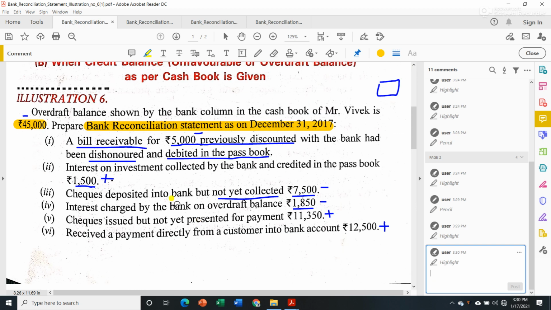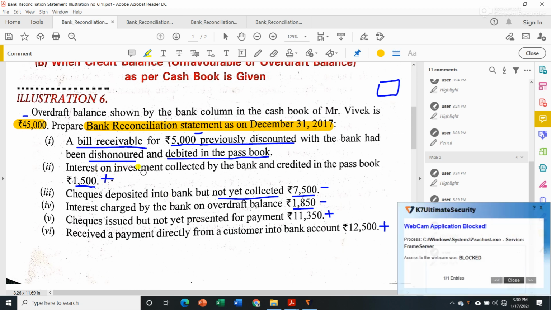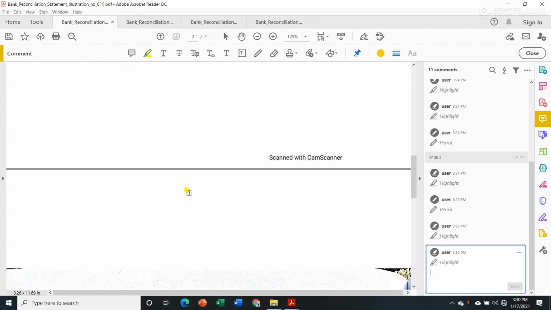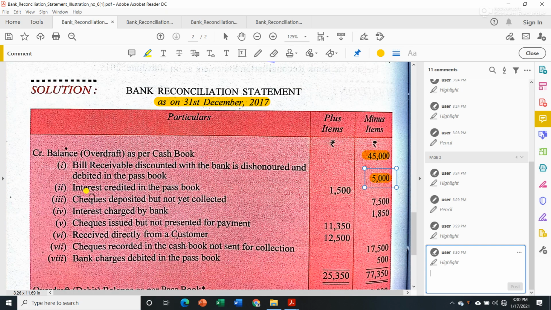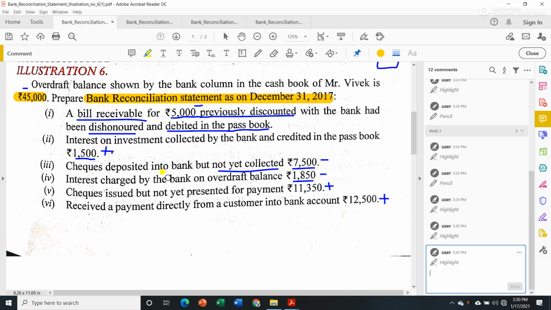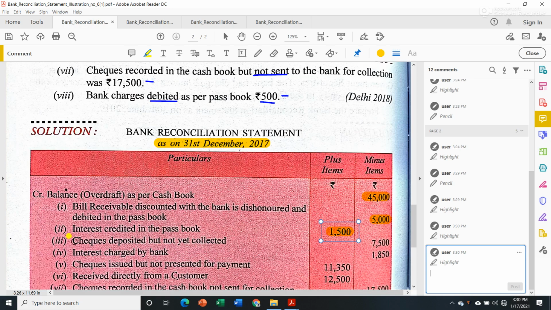Okay, then next our Roman number 2, we are supposed to write in the plus item, that is interest on investment collected by the bank. You can shorten this sentence and write investment interest collected by bank but not recorded in cash book. So it is up to you. If your particulars or points make sense, then even a shortcut is okay. Interest is credited in the passbook, so we will write it in the plus item. Then next point number 3, we are supposed to write it in the minus item, so we will put Roman number 3 here, write the heading and write the amount in the minus item.